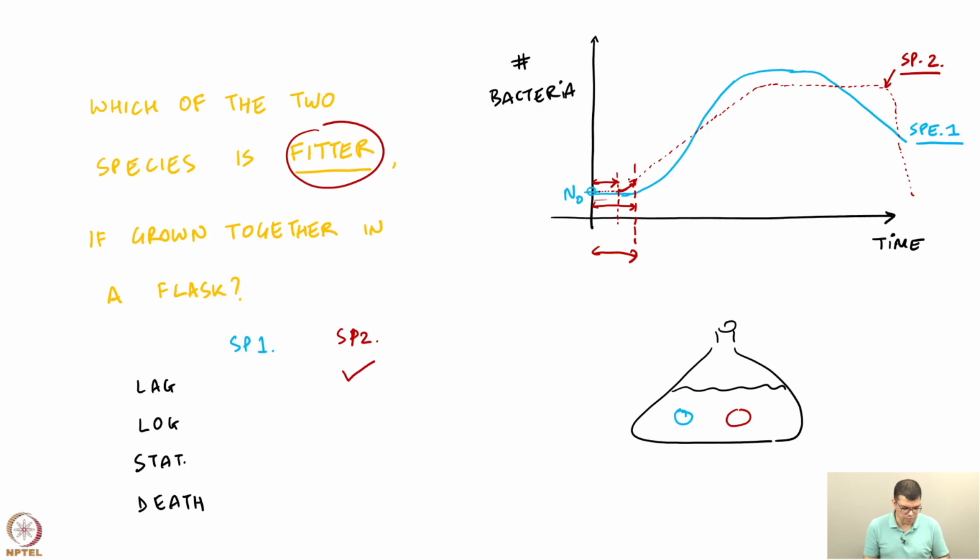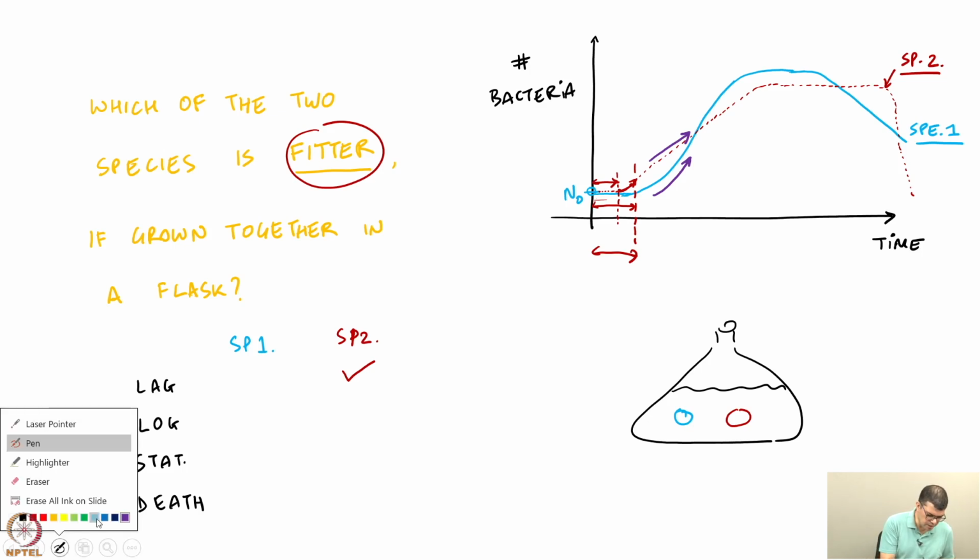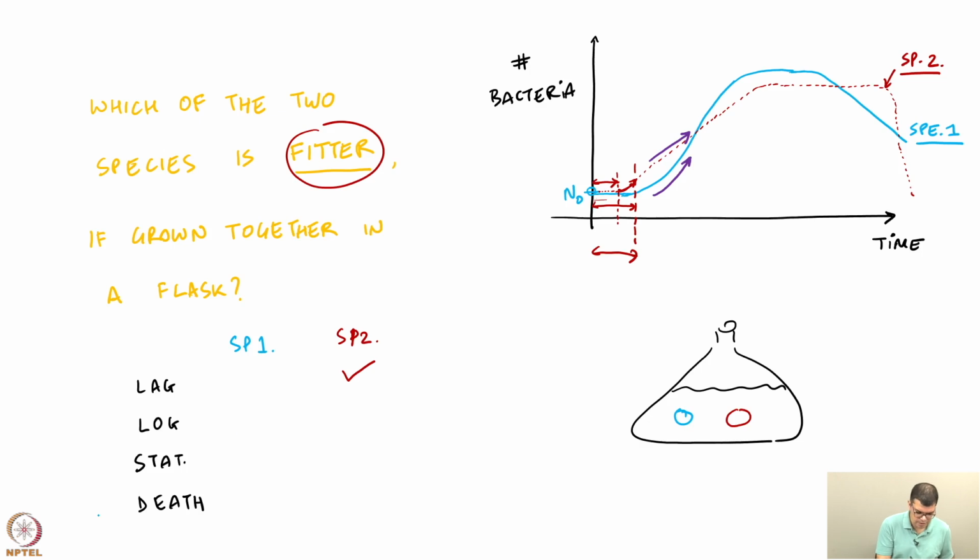Secondly, now if we move to log phase, we note that species 1 grows at a rate which is much more rapid as compared to the growth rate exhibited by species 2. So, 1 is growing faster as compared to 2, as a result of which if my comparison of fitness now happens in log phase, then species 1 is winning.